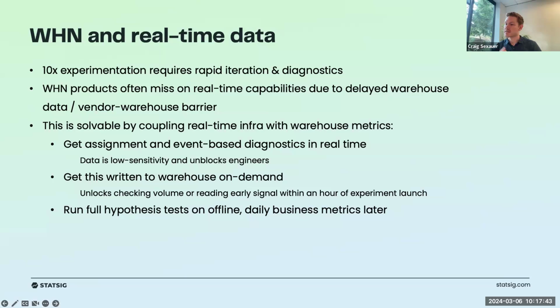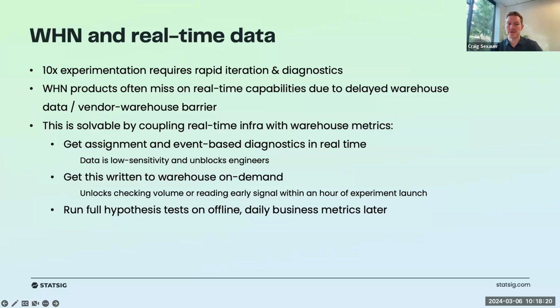The idea here is you can get assignments and event-based diagnostic metrics in real time. So within an hour, you can export the assignments that the vendors log into their own warehouse or log them to your own streaming pipelines. And then you can't get a complex metric like 7-day revenue in real time, but you can get crash events. And so if you have all this written to your warehouse on demand, you can get early signal, usually within an hour, of what your experiment's actually doing to users and have that confidence that you're not breaking things. Again, back to that triple form of analysis.